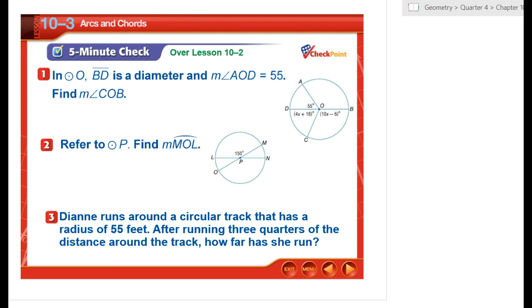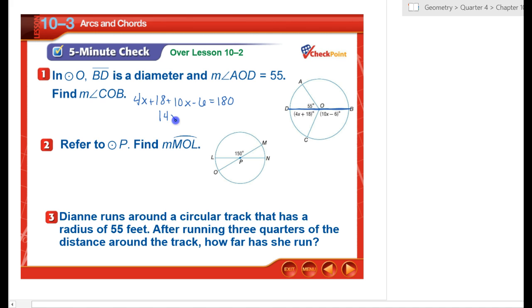Okay, so we know that BD is a diameter, AOD is 55. Find the angle of COB. Well, to find the angle of COB, I need to obviously know what x is. It's helpful to know that BD is my diameter, because that means that angle COB plus angle COD equals 180. So what I can do is take 4x plus 18 plus 10x minus 6 and equal that to 180 to figure out what x is.